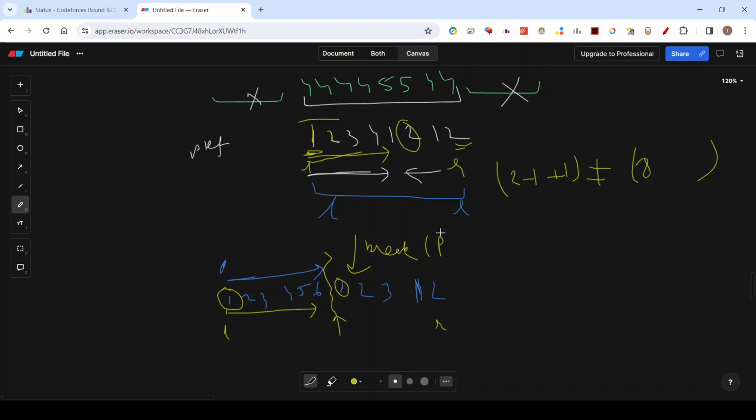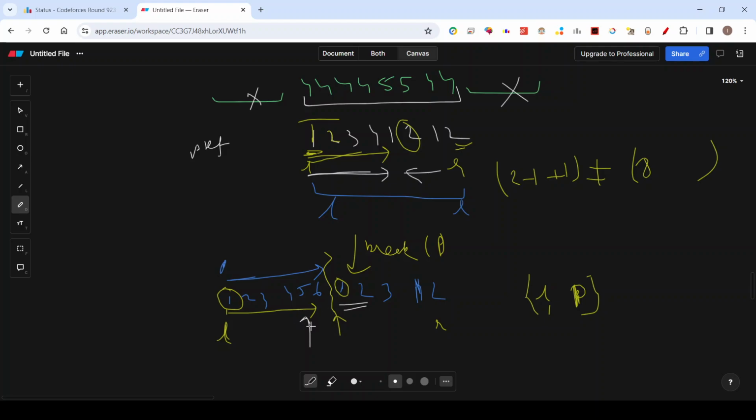If it is denoted by p, and if my l is denoted by this, then if I print l and p indexes, it would be my answer, right? Because at p I ensured that a new breakpoint was there. So if I just apply a binary search, then I would be able to get this breakpoint. So how would I apply binary search? It would be just a simple thing.